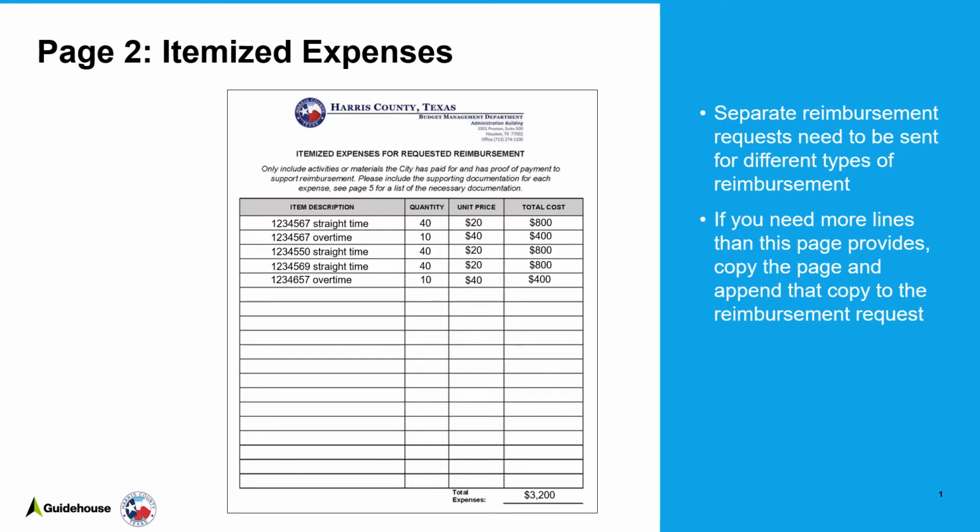If you need more space, you can duplicate page 2 to ensure you capture all of your expenses. Just copy page 2 and insert the additional page or pages between the form's page 2 and page 3 before submission.